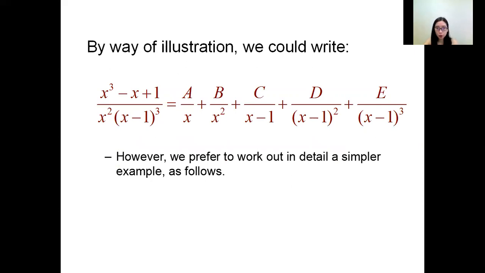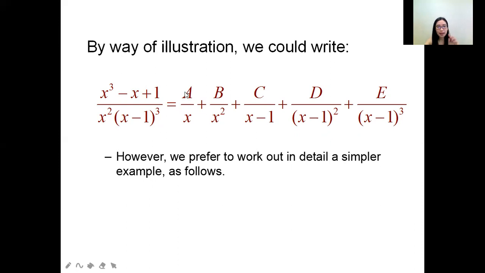By way of illustration, we could write, for example, x cubed minus x plus 1 over x squared, quantity times quantity x minus 1 cubed. So, first, x is repeated. Second, it is x squared. Next is x minus 1 cubed. So it is like you start from 1, 2, 3, up to the last, depending on how many times it is repeated.